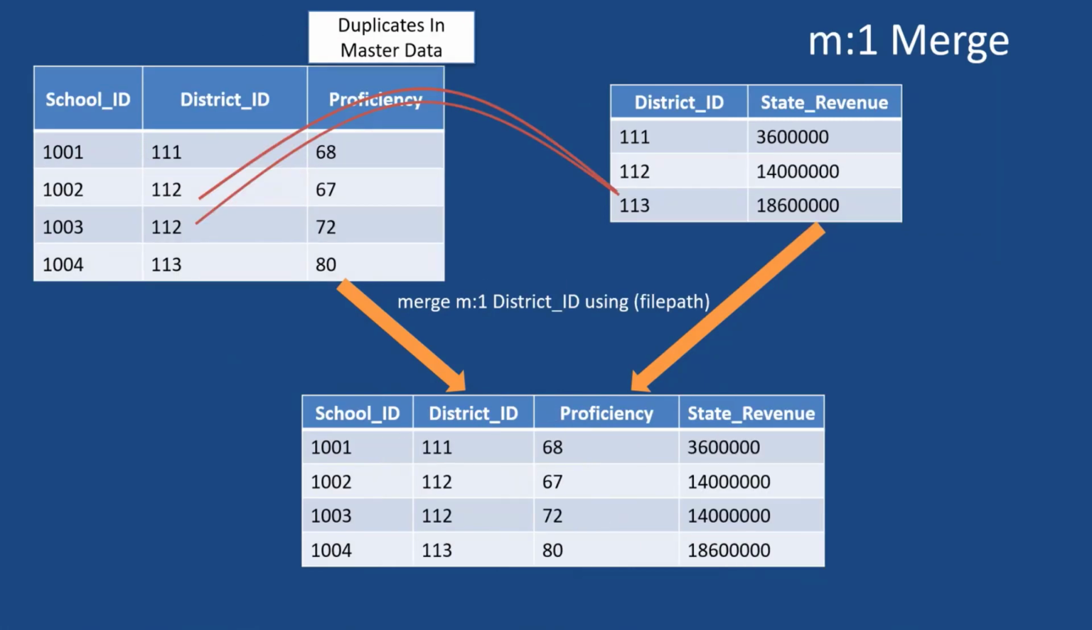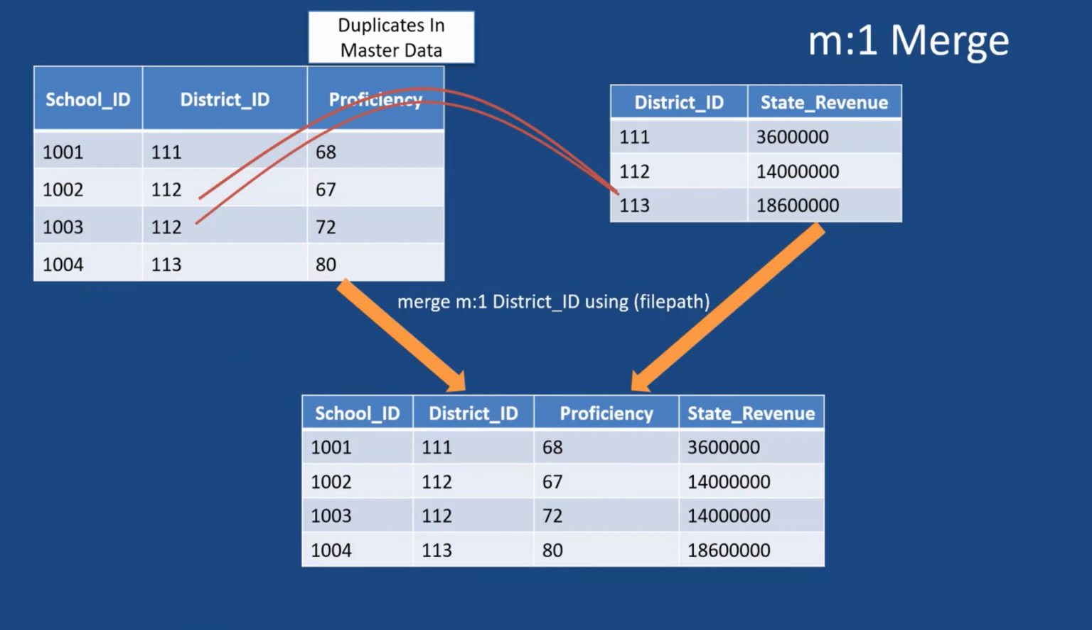So here's a situation where we have duplicates in your master data. On the left, at the top here, is school level data. Each school identification number only appears once. But because there are multiple schools in a district, there are multiple observations that have the same value of that district ID number. And that's not a problem. This is what you'd expect, because schools are nested within districts.